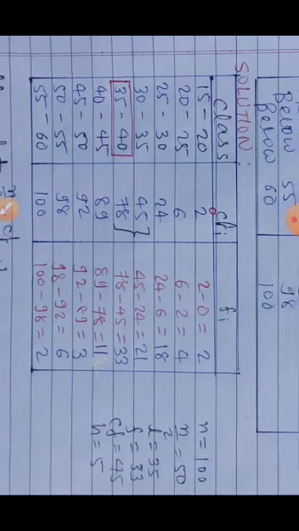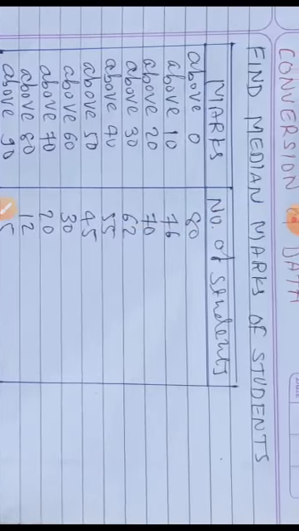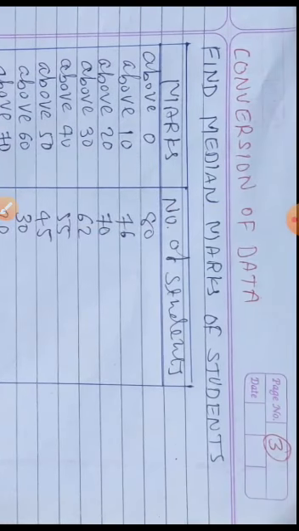Now our next topic is: instead of the below or less than type, if you are given the above or more than type of cumulative frequency distribution, then how to convert it into the required frequency distribution? So this is our second question. Here also median is asked. It is not necessary that median is always asked. Mean and mode can also be asked.